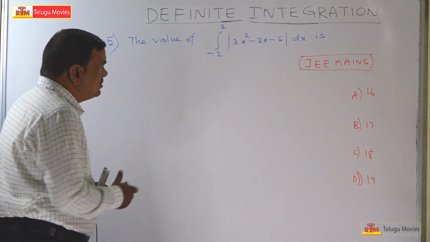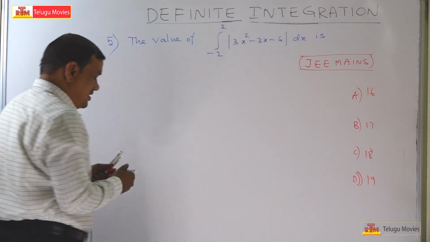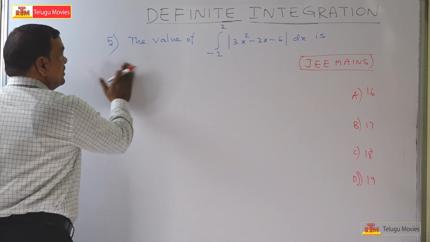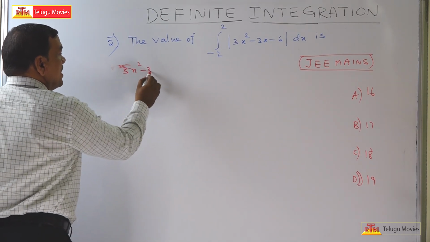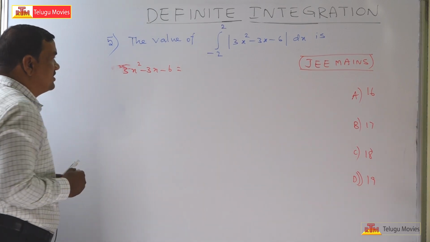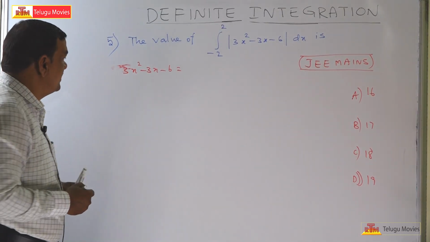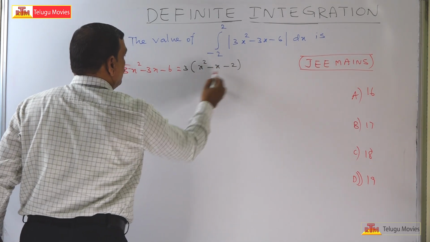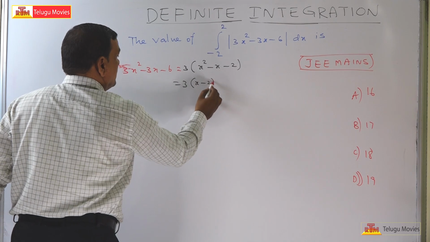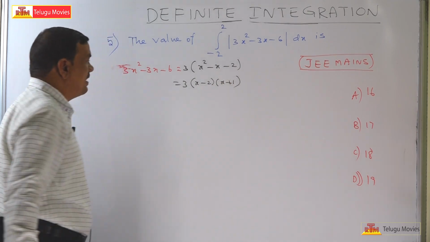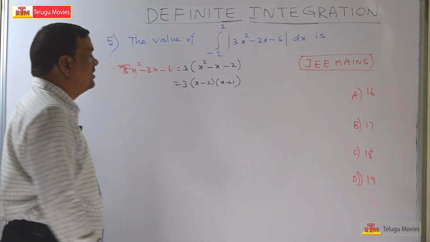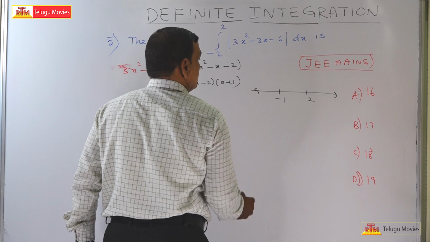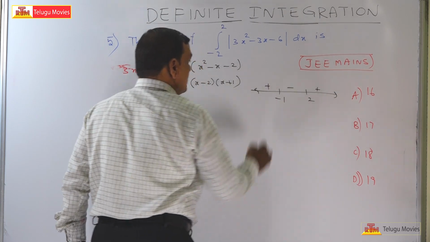Let us see that. First, what is there inside this modulus? Let us check it. y is equal to 3x square minus 3x minus 6. We can take 3 common outside. So, 3 into x square minus x minus 2. So, this is equal to x minus 2 into x plus 1. We can easily factorize. Now let us take the sign scheme here. So this is minus 1, this is plus 2. So this is plus, minus, plus.